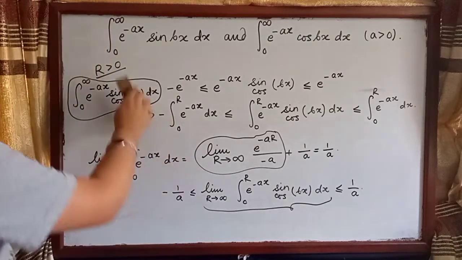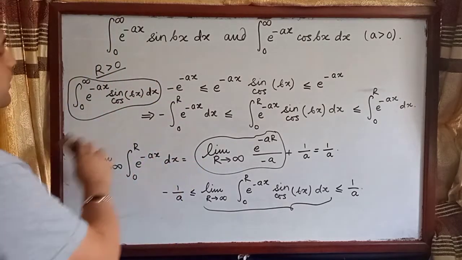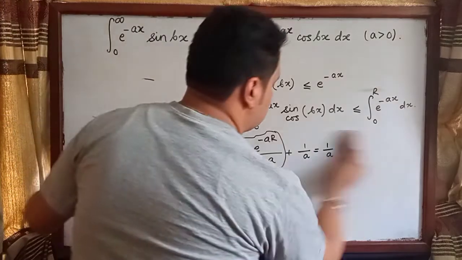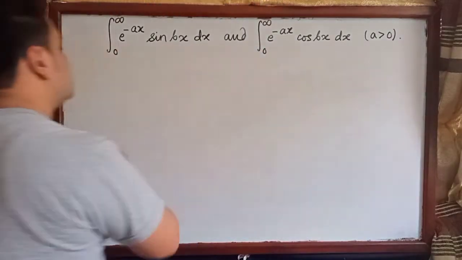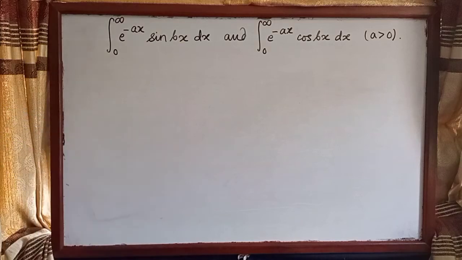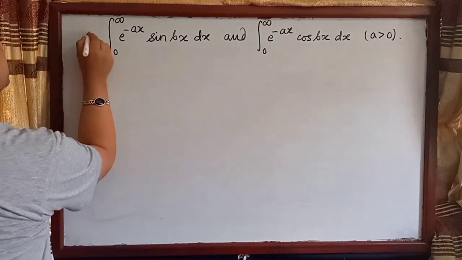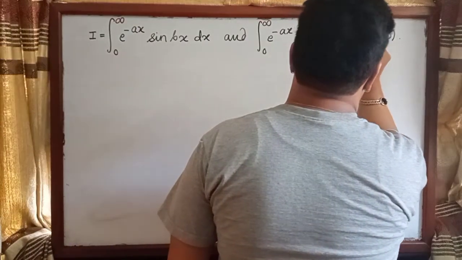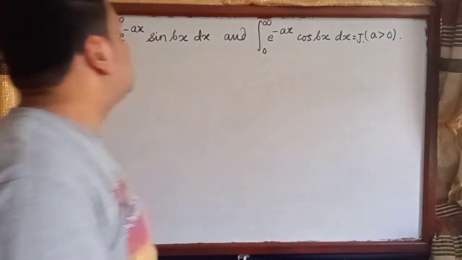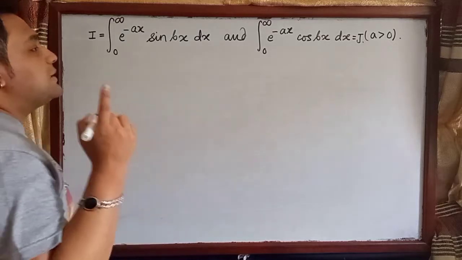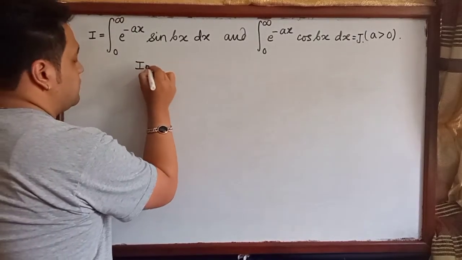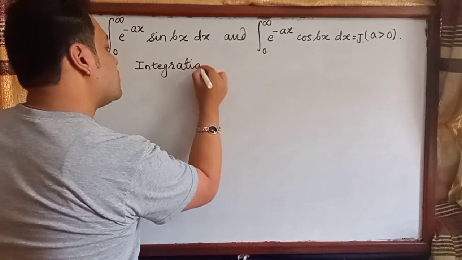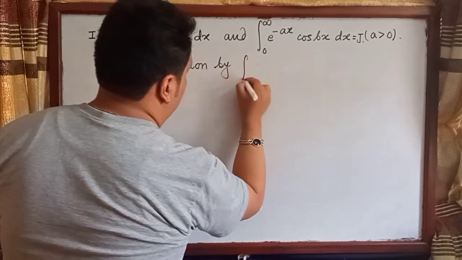Now, we're done with the first part. The convergence part is over. Now let's say this integral is I and this integral is J. Now let's use integration by parts.